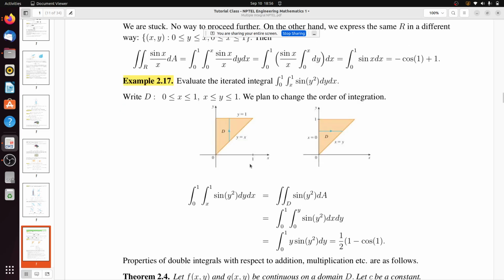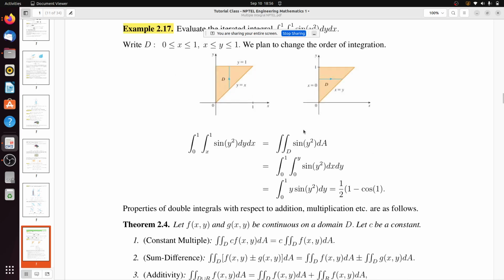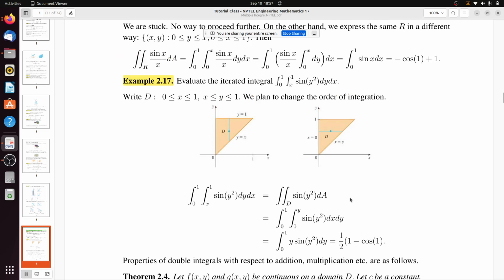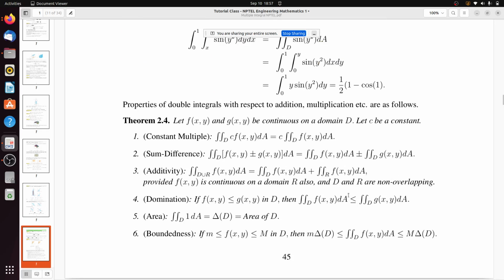See, it is x to 1 of sin y square. This is how you are computing: x varies from 0 to 1, covering this part, and then y varies from x to 1, covering this part. Now a similar approach is that y varies from 0 to 1 and x varies from 0 to y. Now you just take the integration, see how much easier it is, just half into 1 minus cos 1. That is how changing the order of integration works.